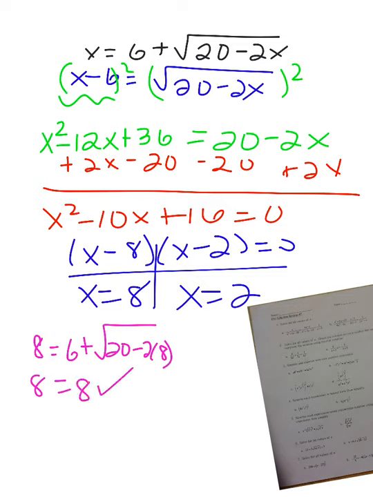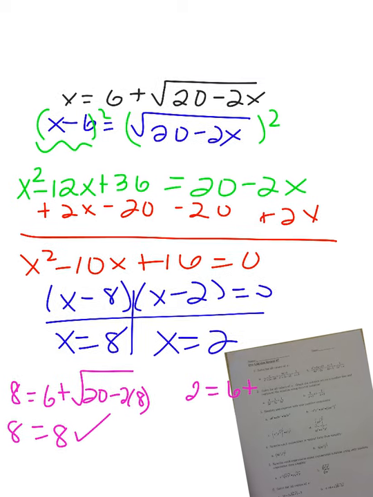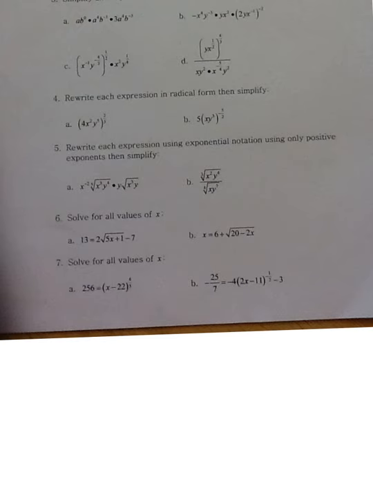Now I'm going to try 2. 2 equals 6 plus the square root of 20 minus 2 times 2. Plugging the right side in, I get 2 equals 10, and that's not true. So make sure you cross that x equals 2 out. So my solution is only x equals 8. All right, so let's take a look at number 7.